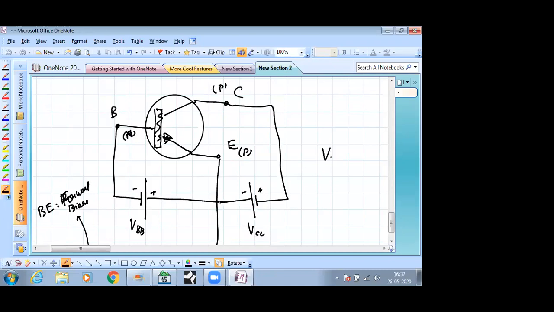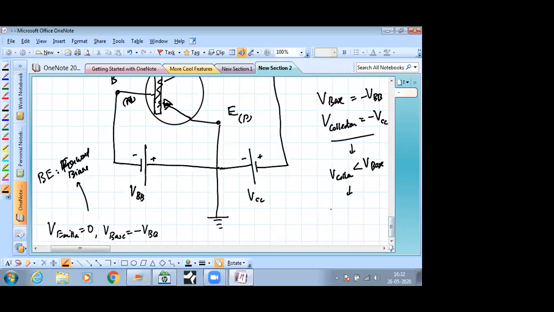Now the voltage of the collector pin is minus of VCC, whereas the voltage of the base pin is minus VB. So as long as the voltage of the collector pin is lower than the voltage of the base pin, what does that mean? The collector base junction is in reverse bias.